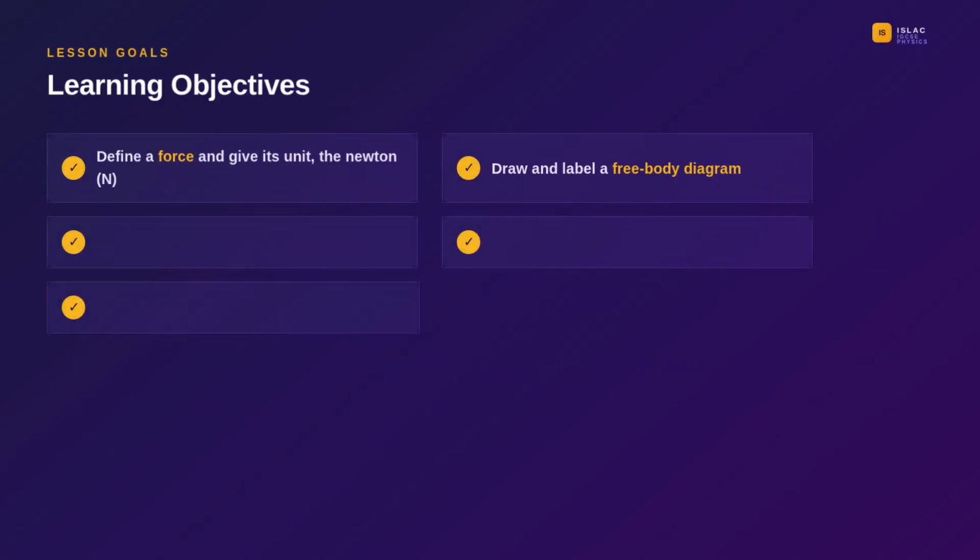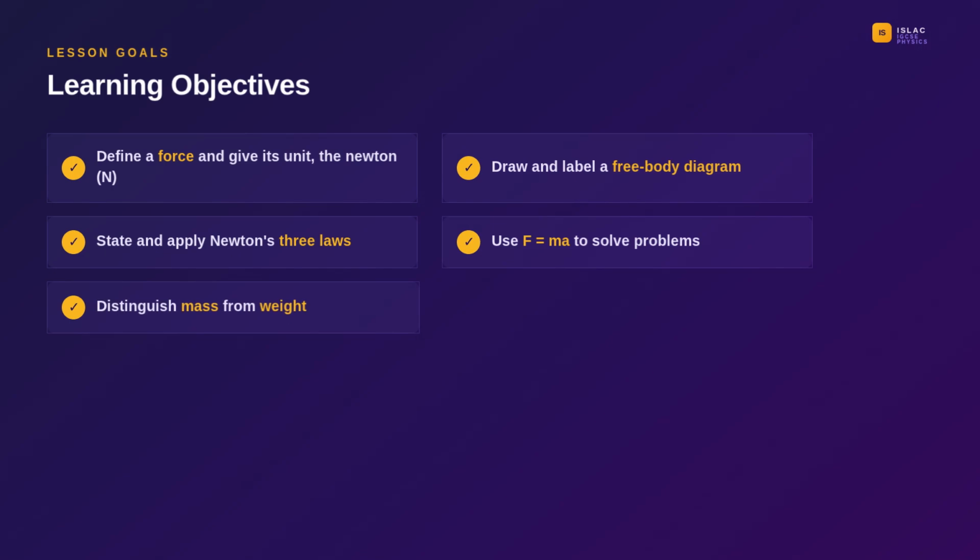Before we dive in, here's what you'll be able to do by the end of this lesson. First, define a force and give its unit, the Newton. Second, draw and label a free body diagram. Third, state and apply all three of Newton's laws. Fourth, use the equation F equals ma to solve numerical problems. And finally, tell the difference between mass and weight, a favorite of the examiners. Keep these in mind as we go.